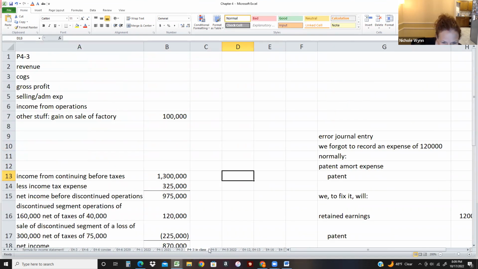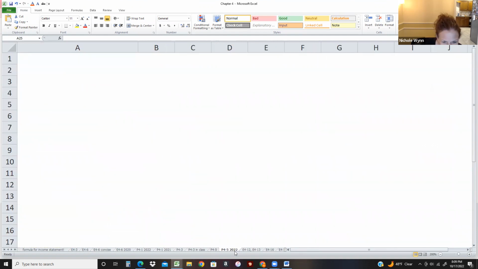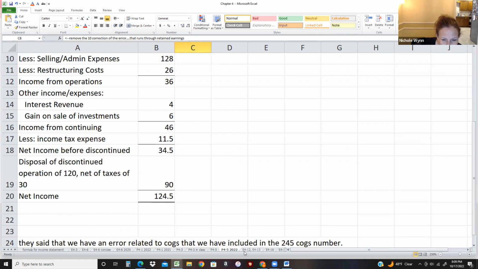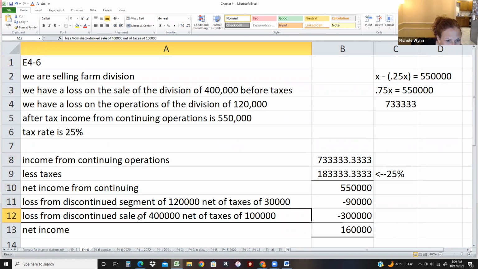So P45, P45 from this year. Okay, so that one, I remember doing that. We had to take that $10 out of there. Again, all of those are a little bit hard. And so seeing how we did it here is good. I just knowing that you have to pull out the items net of tax.